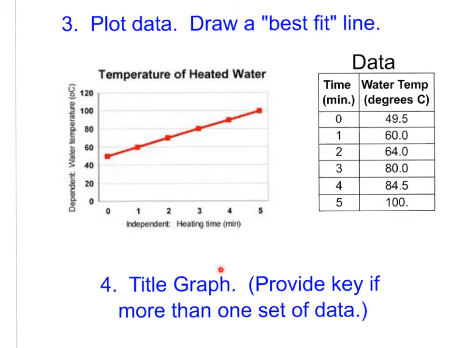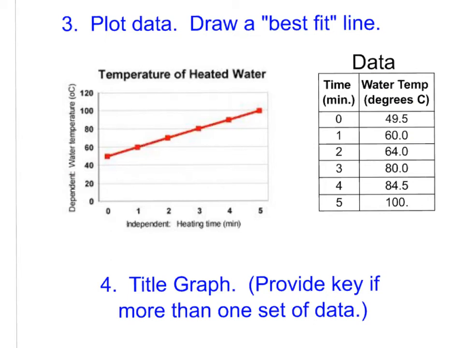But the last thing I want to do is title my graph. Always, always, always include a title on your graph. It does not need to be fancy. Simply: water temperature versus time. You can say whatever the label for your y-axis is versus whatever the label for your x-axis is. That can be the title for your graph.